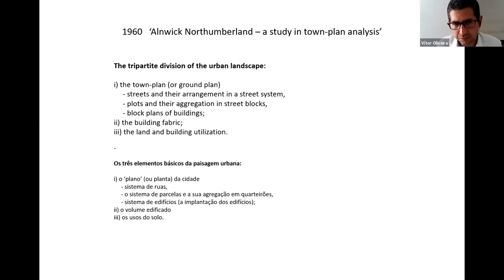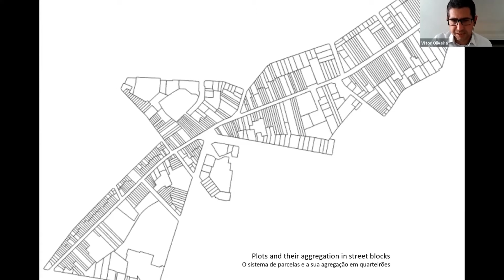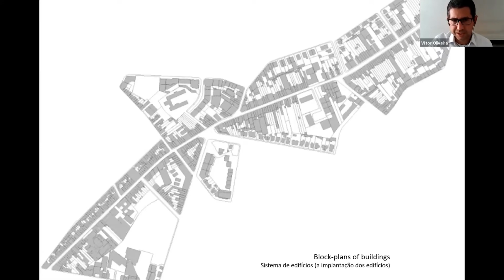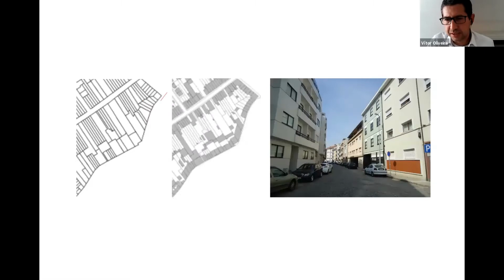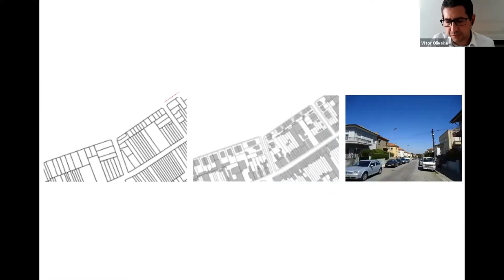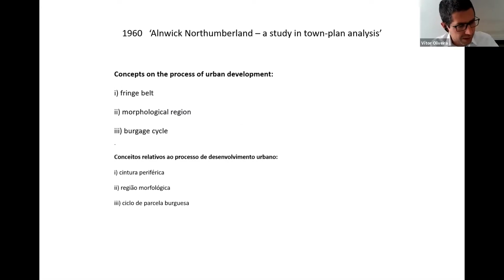And that is all in terms of a bidimensional reading. Only then Conzen starts to think about the building fabric, the aspects of the three-dimensionality of buildings. So just to illustrate streets and their arrangement in a street system, plots, and the position of buildings. And just by the patterns of combination of these three elements, we get to different types of built environment. And in each of these types, we create the conditions, for instance, to have a higher diversity or a higher segregation of people.